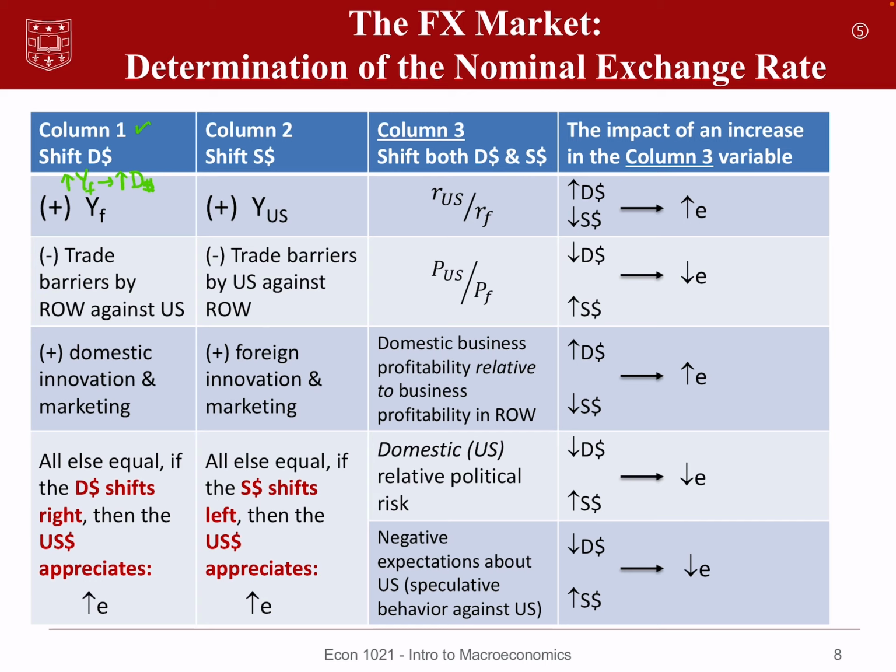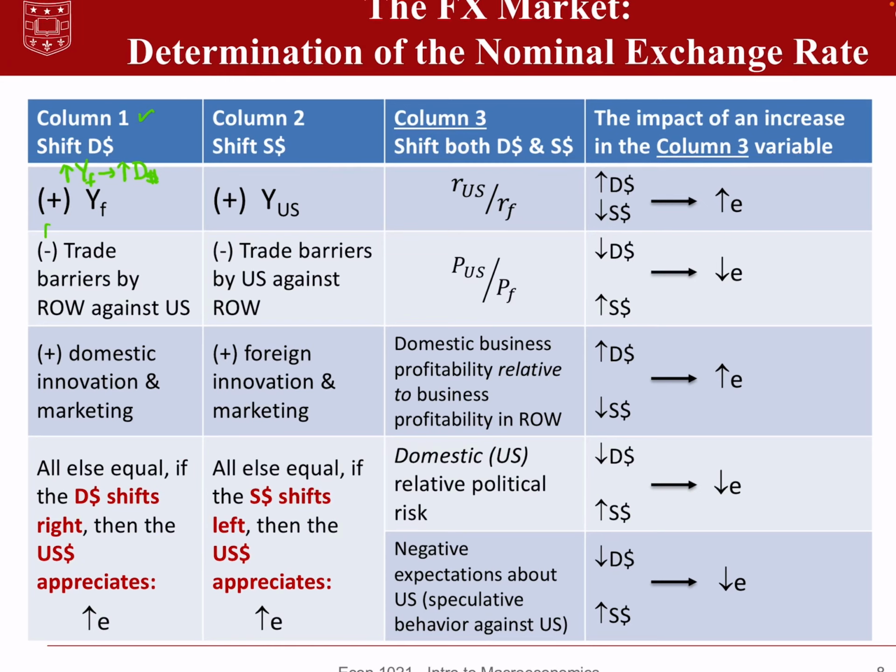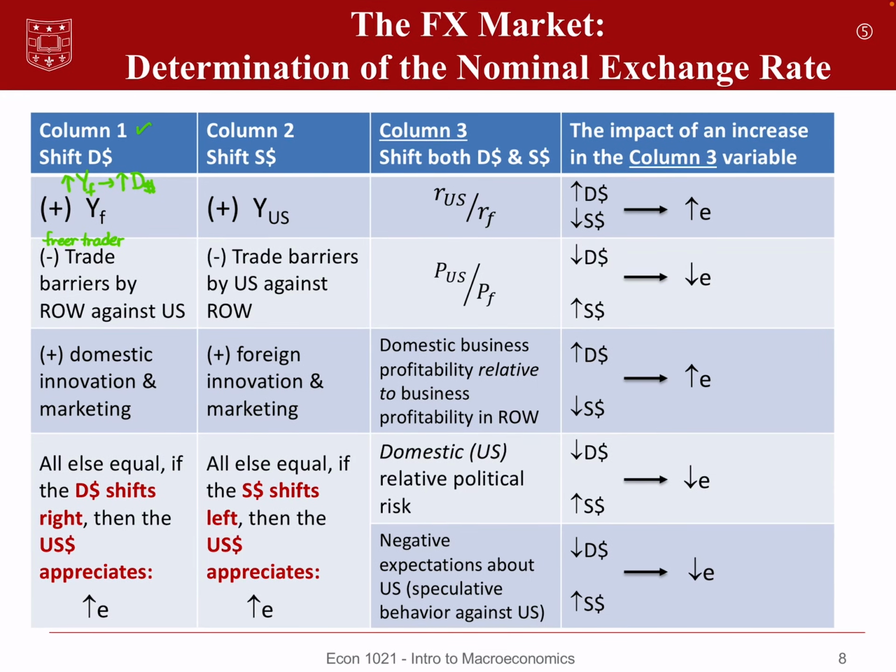Another thing that could potentially shift the demand curve for dollars, but would have an inverse relationship, would be trade barriers that are levied by the rest of the world against the United States. So the minus sign here is to say if these trade barriers are relaxed, so if we get to freer trade, so the trade barriers themselves go down, then this would be something also that would increase the demand for dollars.